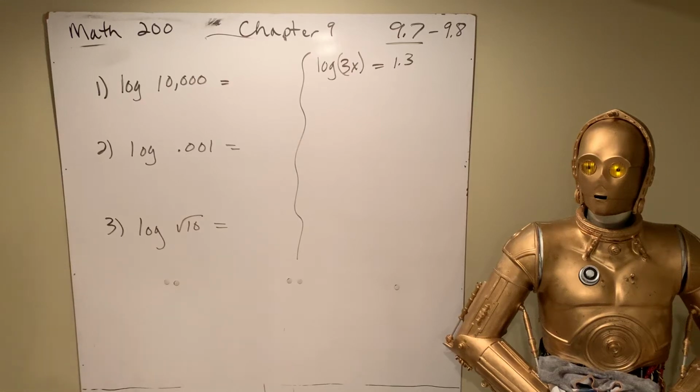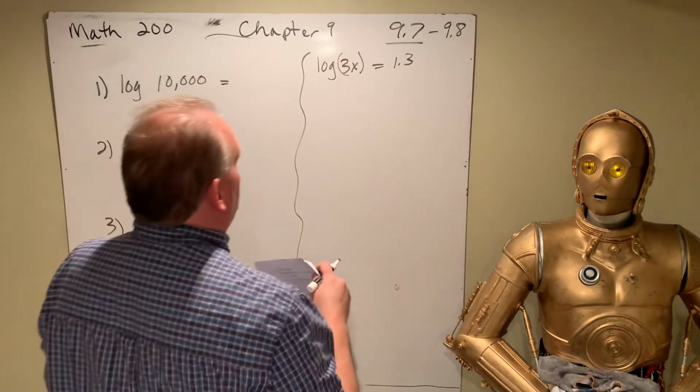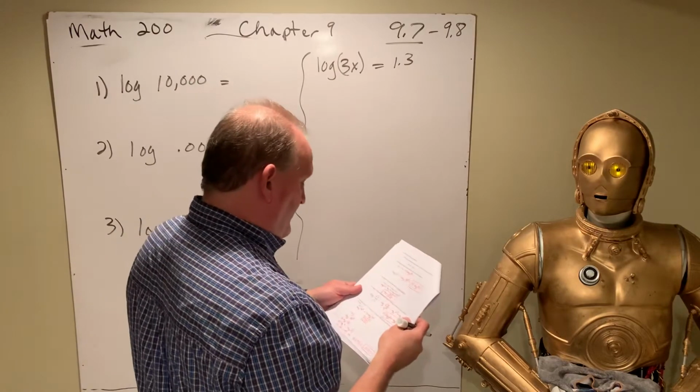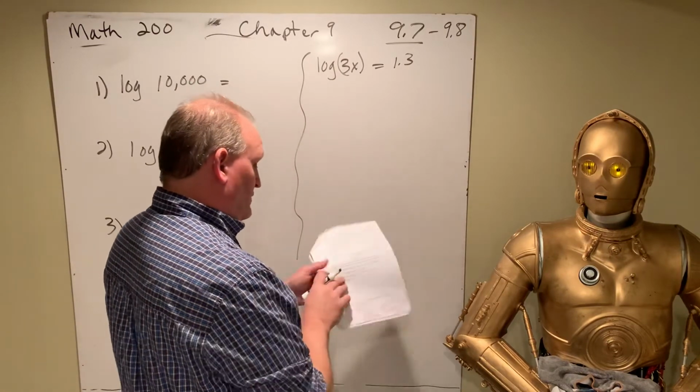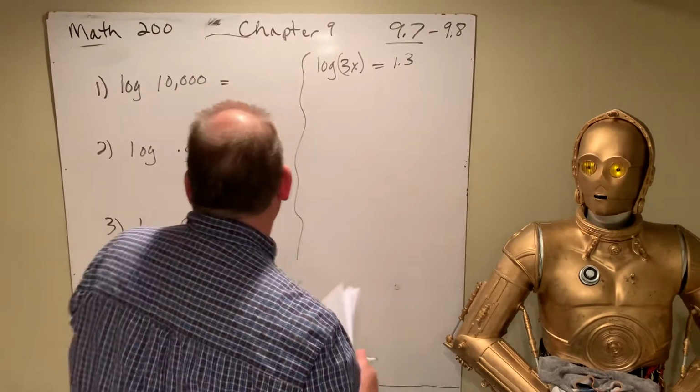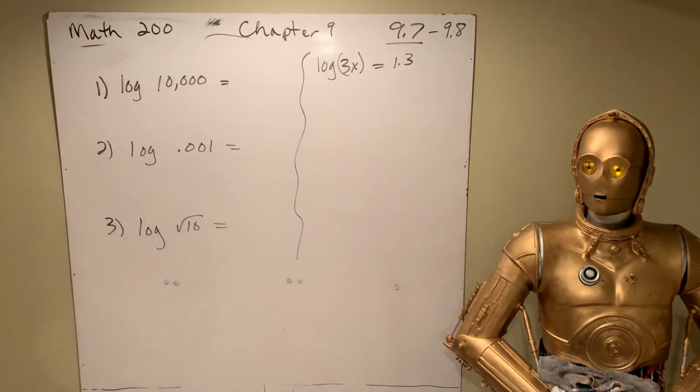Okay, this is Math200. We're looking at Chapter 9. We're going to finish off 9.7 and 9.8. So let's get the party started here. This is just calculator problems, really.